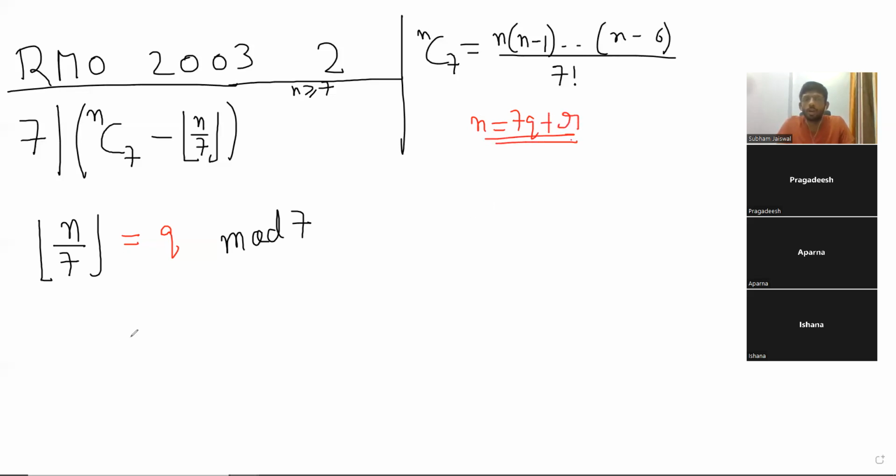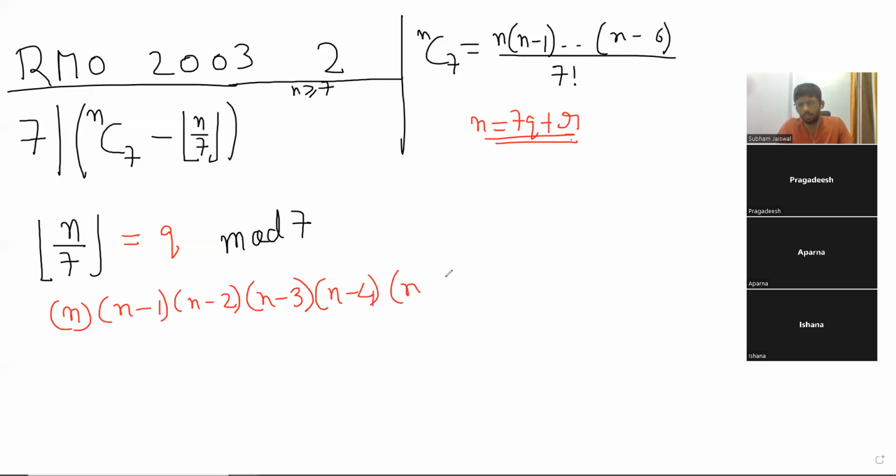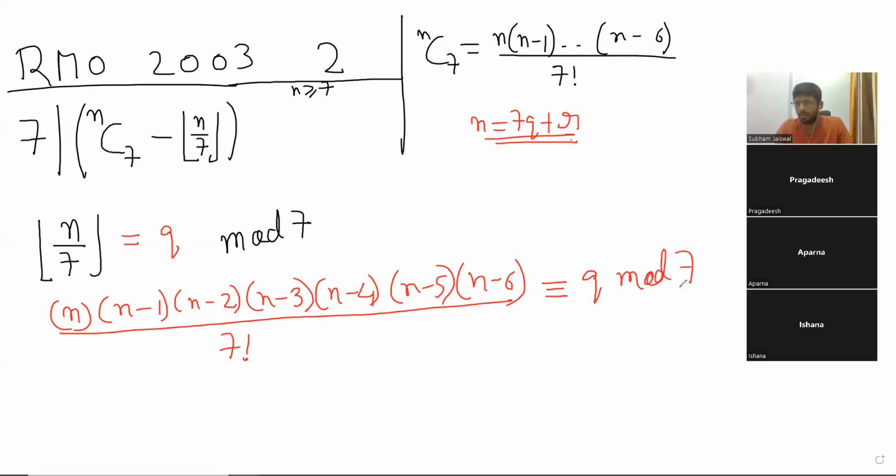Now, what do we want to show? Now, our job is to show that this n choose 7, let's write it in full. And then there is a huge, apparently scary, I mean, it seems like how do we work number theoretically with this kind of massive thing? Right? This is congruent to, what do we want to show? We want to show this is congruent to q mod 7. We want to show that q and this number leave the same remainder, because that's the question. That is the question. Right?